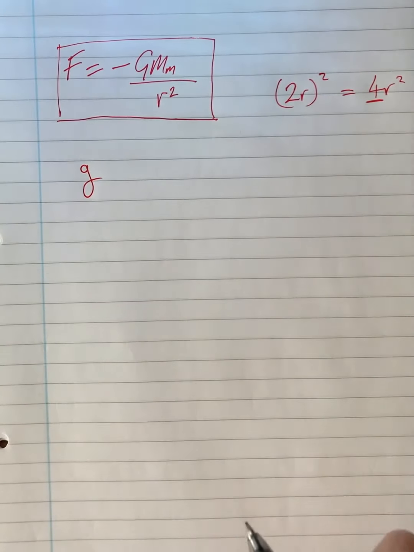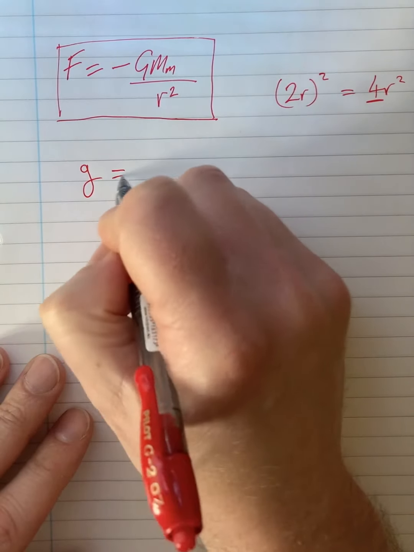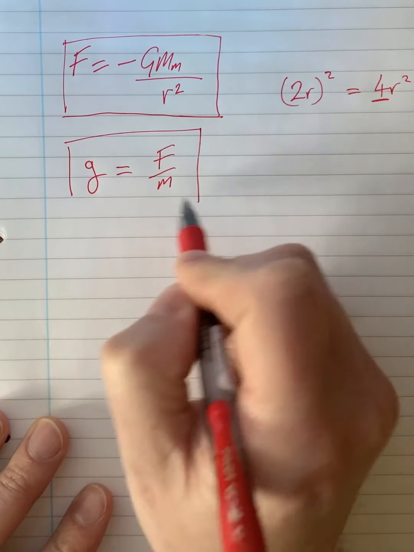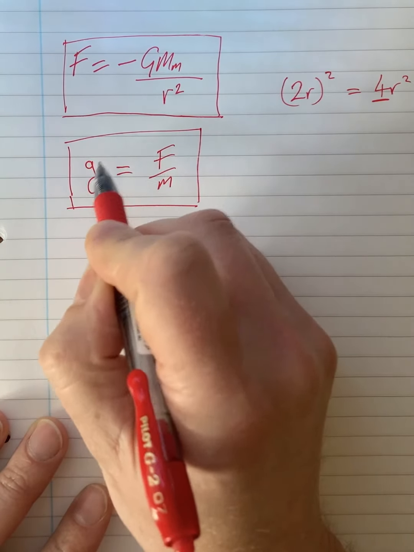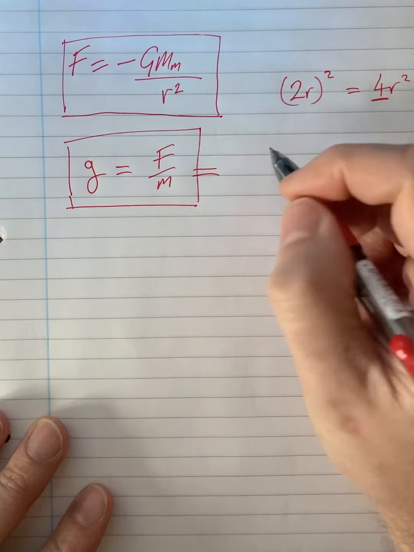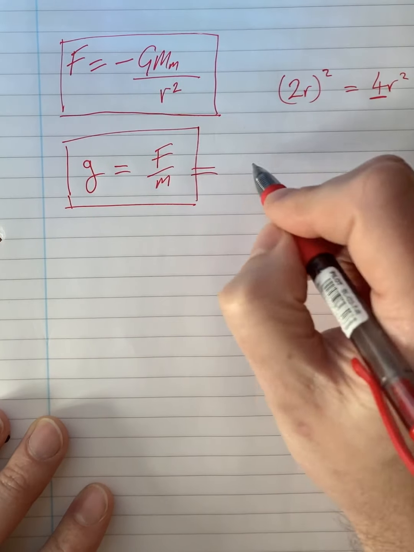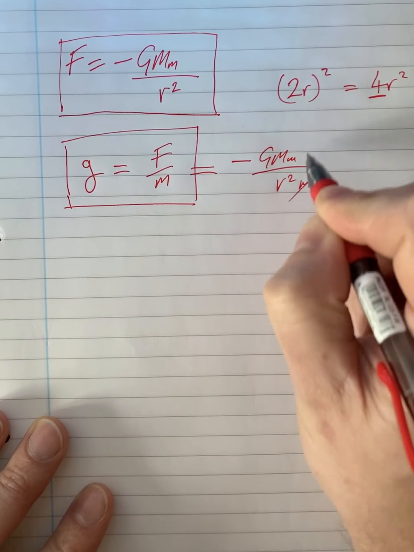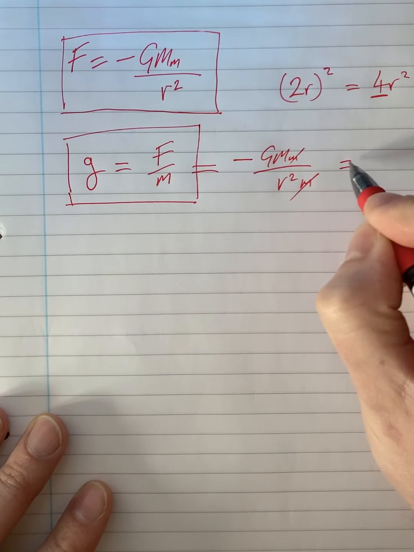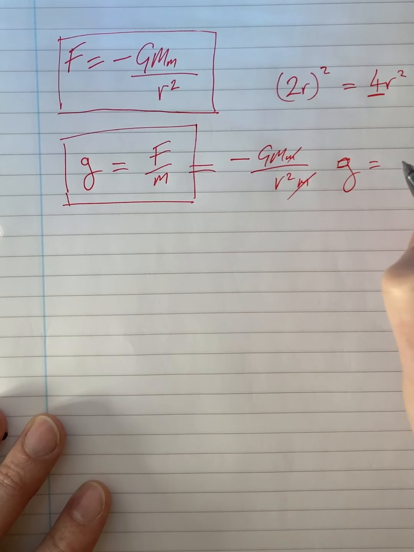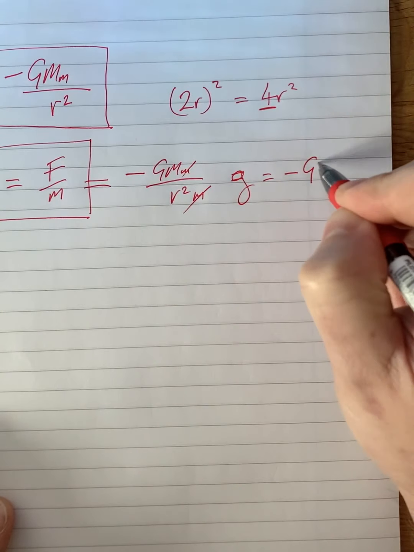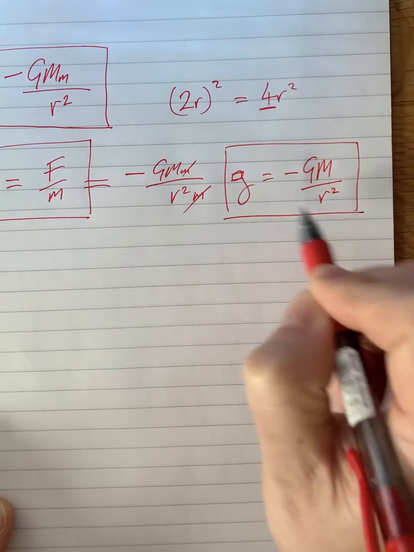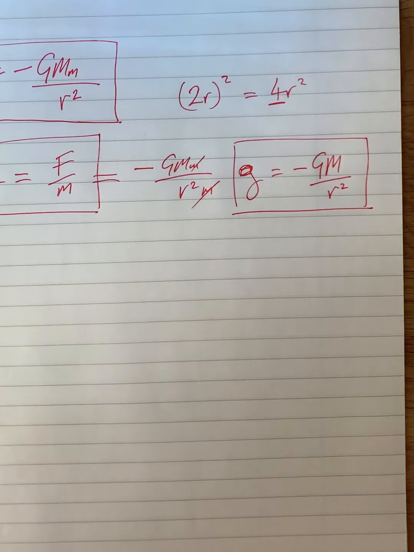We also know the definition of a gravitational field is the force per unit mass. And then in terms of big G, if I replace F with this, G m over r squared divided by m, the little m's cancel to say that the gravitational field strength is minus G m over r squared. Okay, so that's what we know so far.